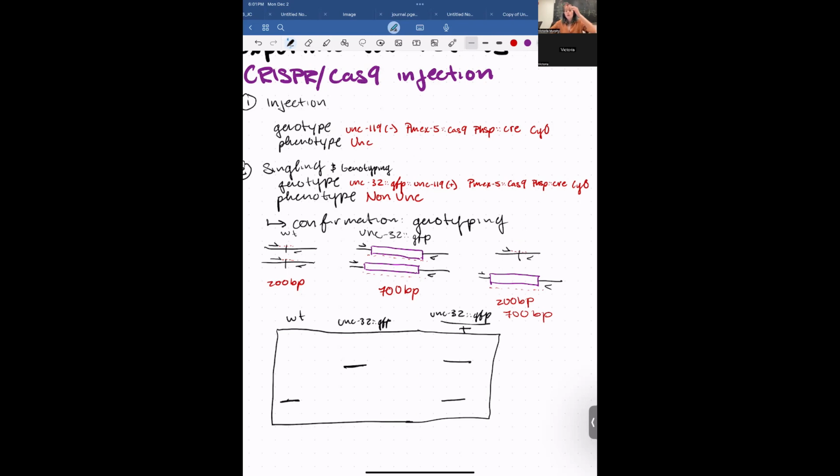Okay, so when you're designing a genotyping primer set, you want to use a primer that's 5' of the insert site, and then you want to use a primer that's 3' of the insert site. One of them in the forward direction, and then the reverse primer would be the reverse complement.